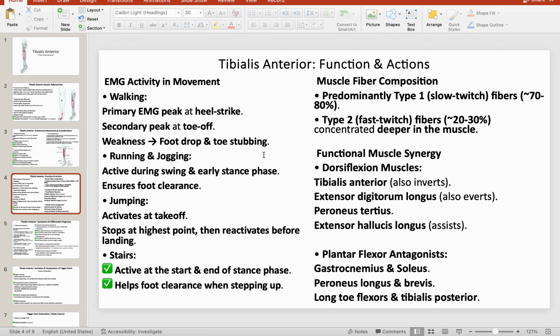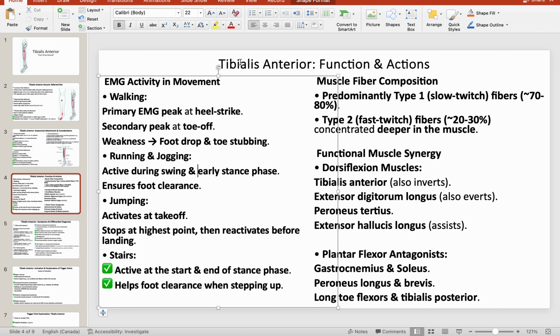Anyone doesn't understand the slide so far? Isn't familiar with what EMG stands for? So the secondary peak is at toe off, meaning when your foot is in the air, that tibialis anterior has to work in order to keep the toes off the ground. So it's essentially going into dorsiflexion mode.